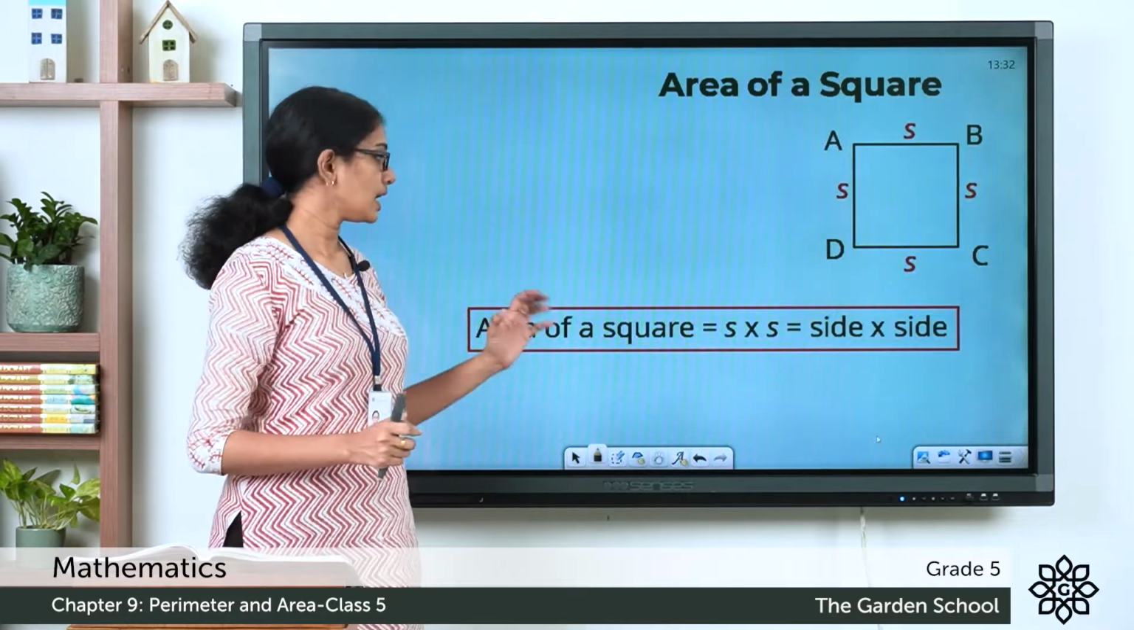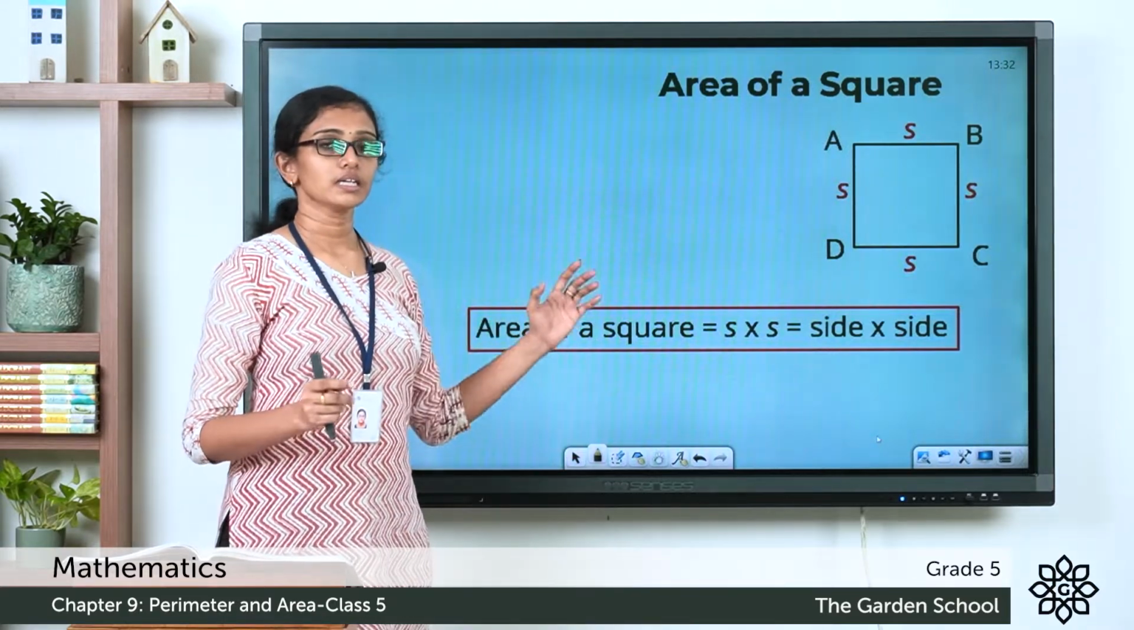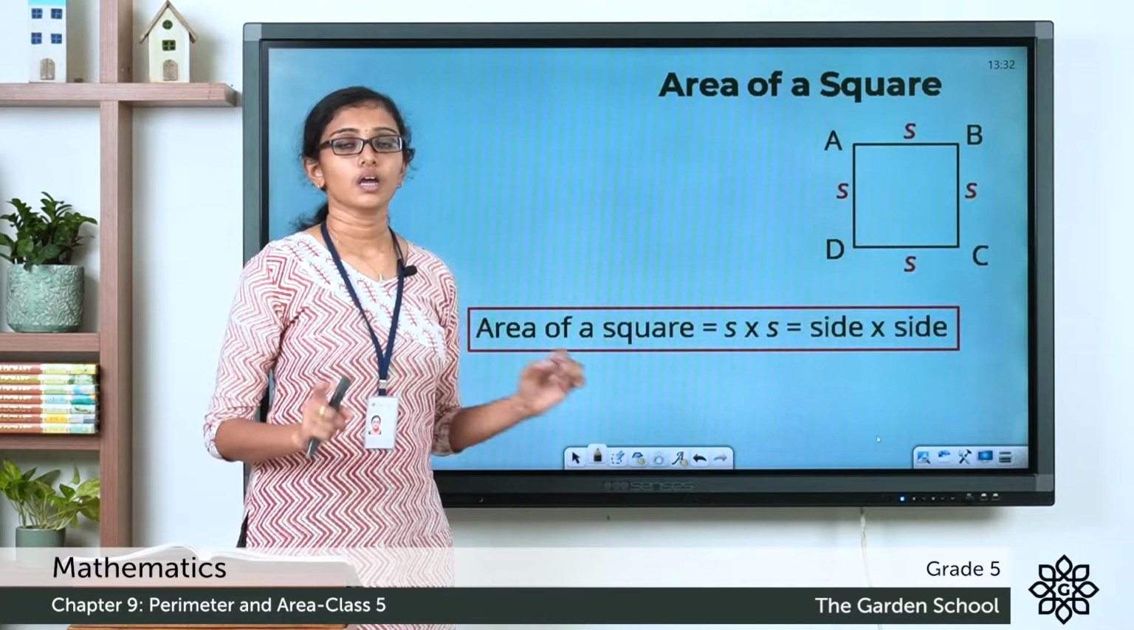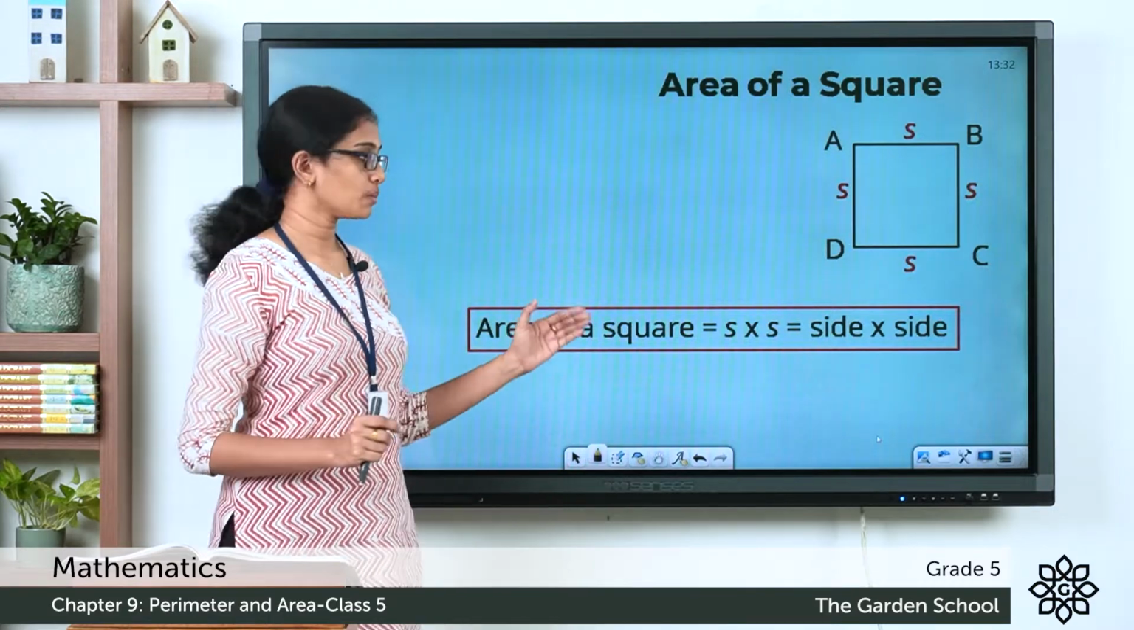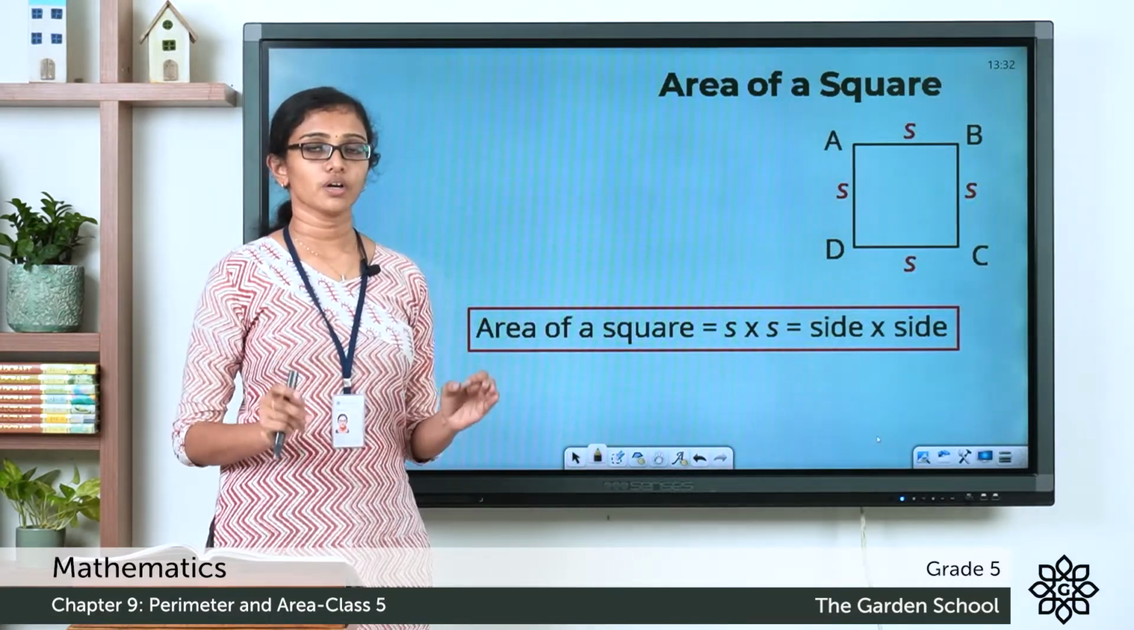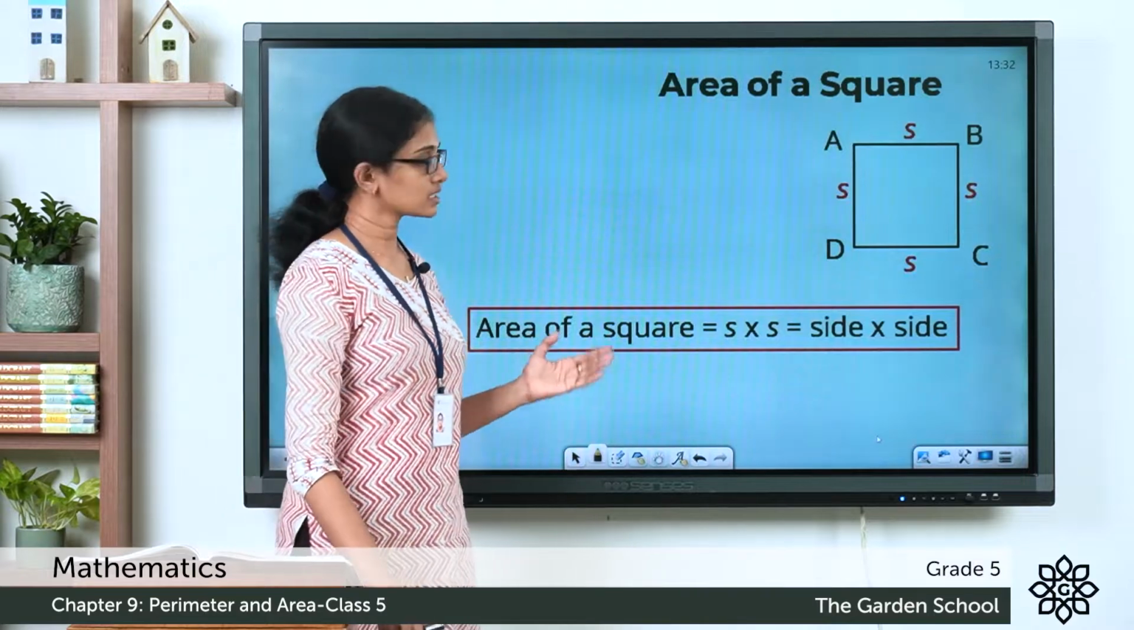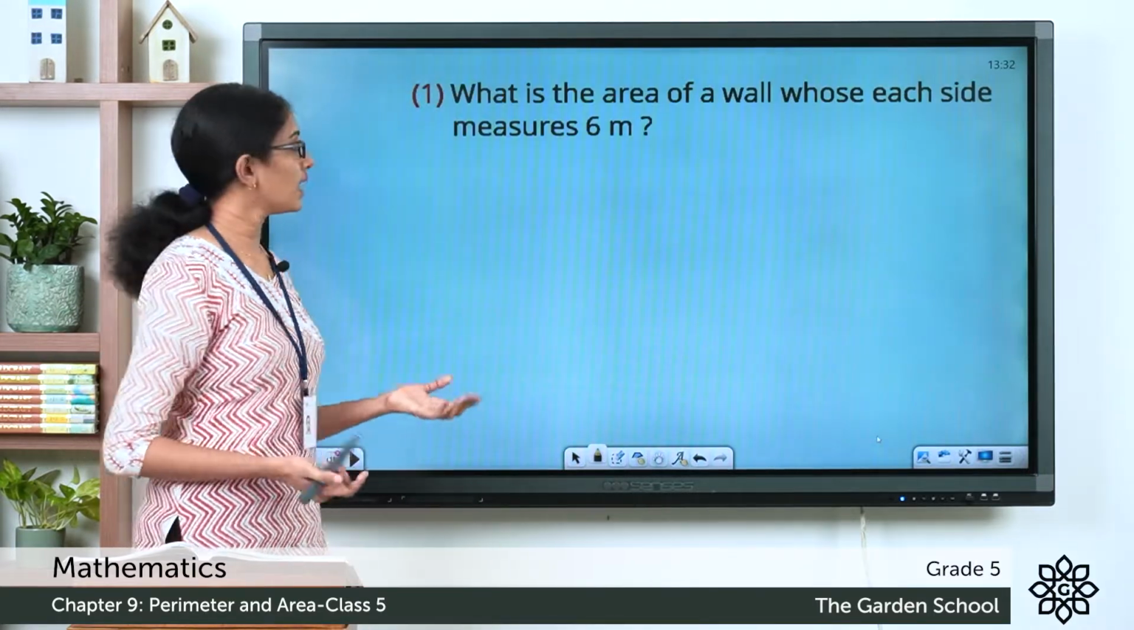Keep this in your mind. Area of a square equals its side into side. Please make a note of this formula in your notebook and make sure you learn it. Now we'll see some examples of area of a square.